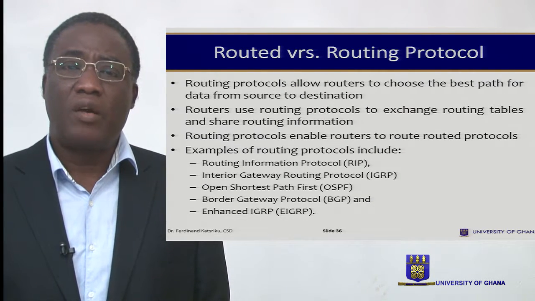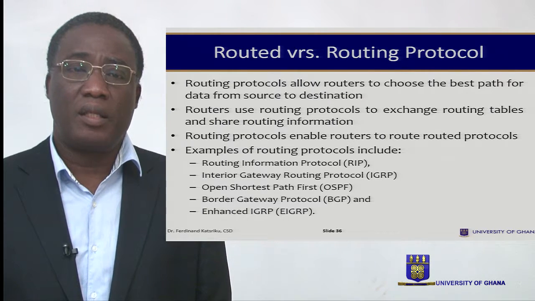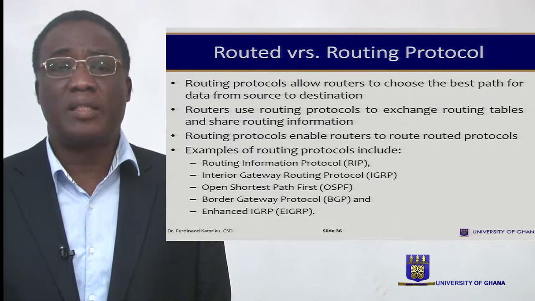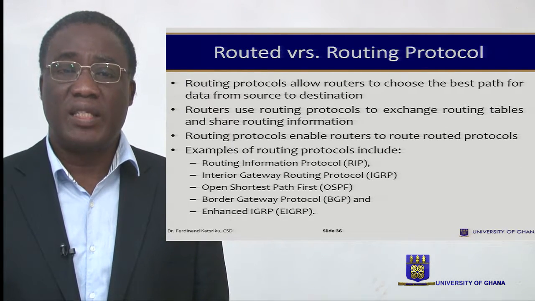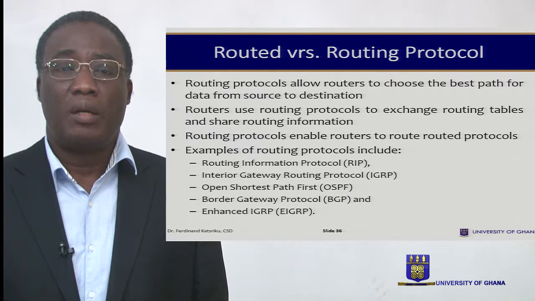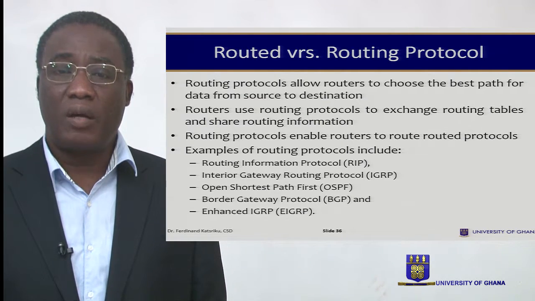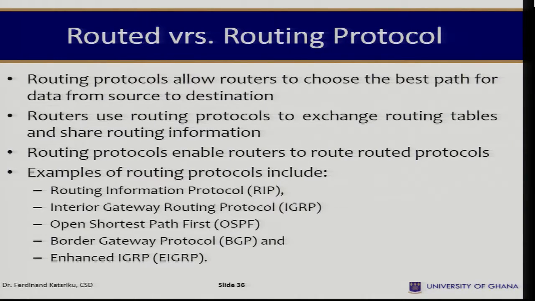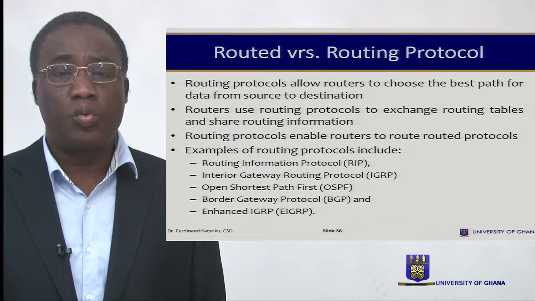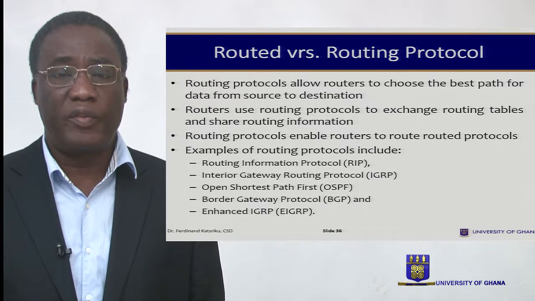So routing protocols allow routers to choose the best path for the data from source to destination. Routers also use routing protocols to exchange routing tables and share routing information. Routing protocols enable routers to route the routed protocols. Examples of routing protocols would include RIP, IGRP, OSPF, BGP, and EIGRP. It's important that you actually understand these protocols and know how they work and the differences between all of them.